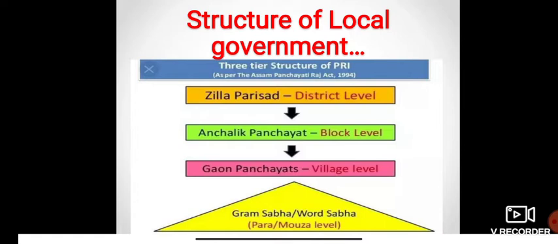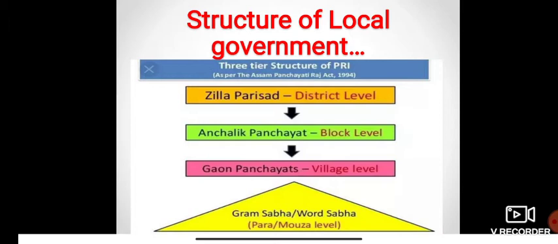The top one works at the district level. The second works at the block level, which looks after multiple villages in the district. The last one is the Gaon Panchayat, which works in the individual villages. So this is the three-tier structure of local government under the Panchayati Raj system, and now I hope you are clear with the structure of local government bodies.